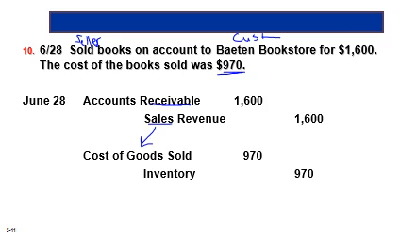So our accounts receivable, and we give terms of 2/10 net 30, and that's the terms we give to all our customers. So we have accounts receivable of 1600, sales revenue of 1600, and then we have cost of goods sold and a credit to inventory of 970.